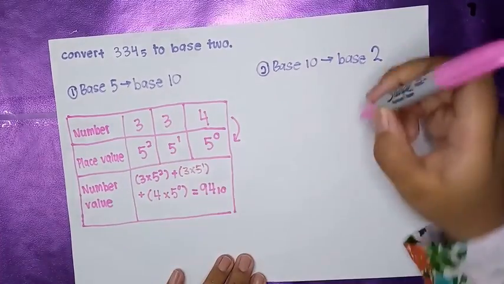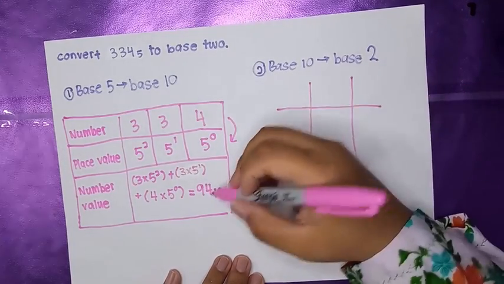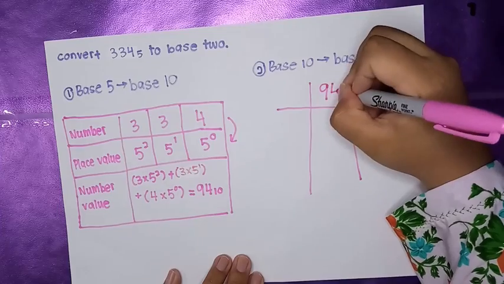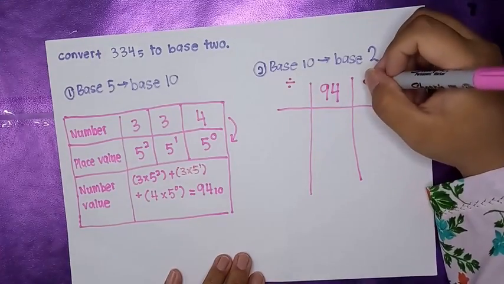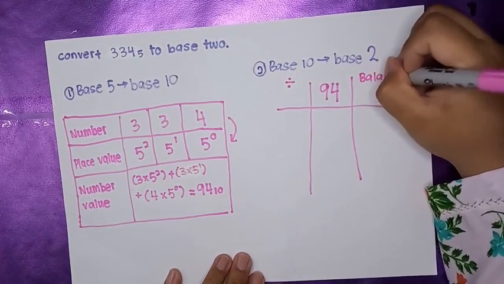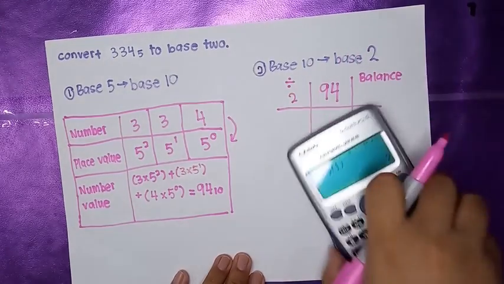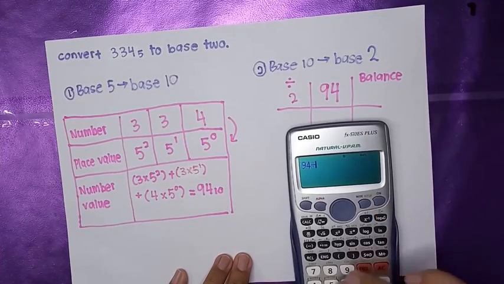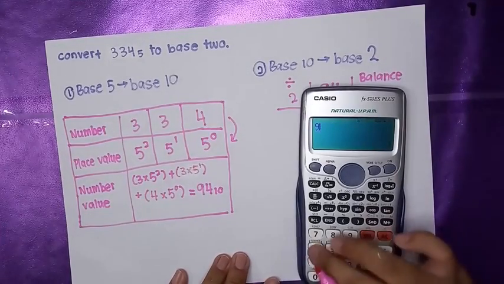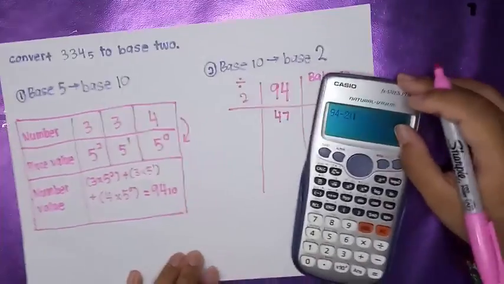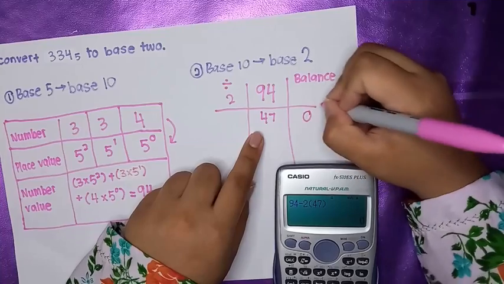Okay, first we're gonna draw a table like this. Here we put 94. At the left is division, at the right is balance. Here we divide by 2 because we want to convert this into base 2. 94 divided by 2 is 47. We check for the balance: 94 minus 2 times 47, which is 0. Here is 0.